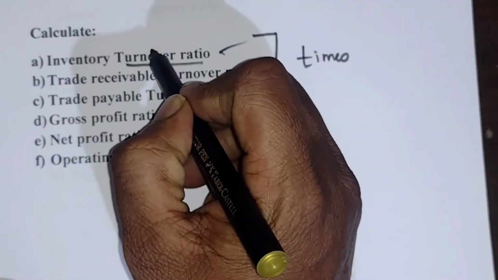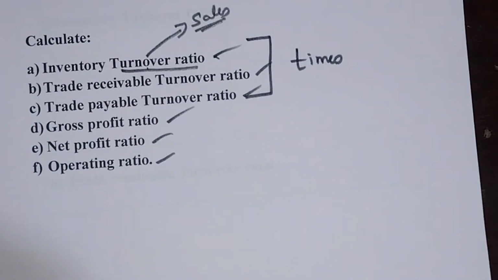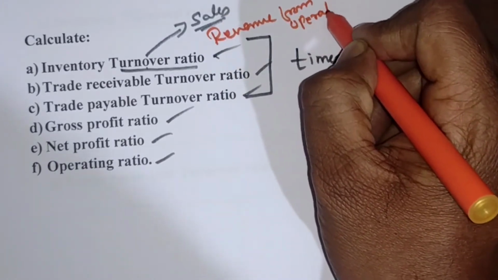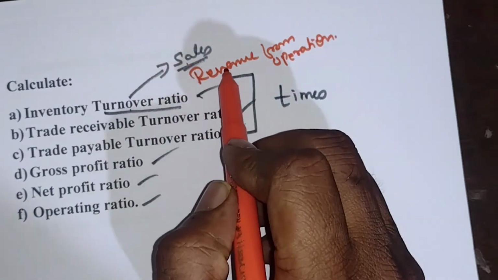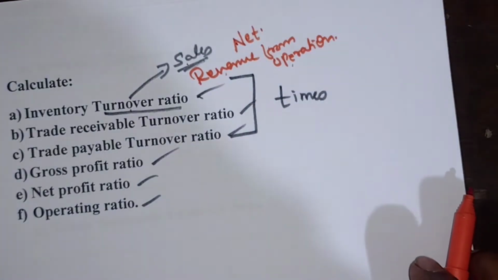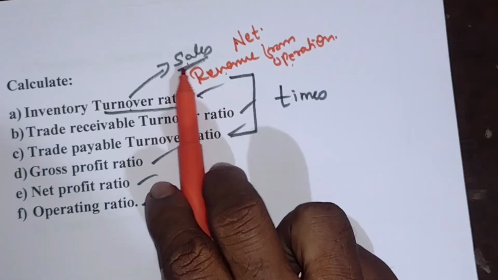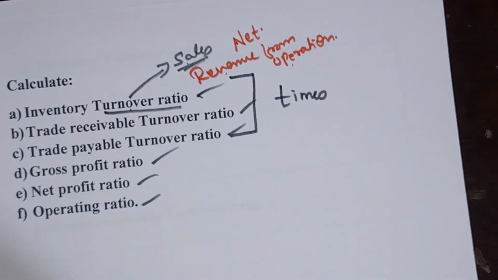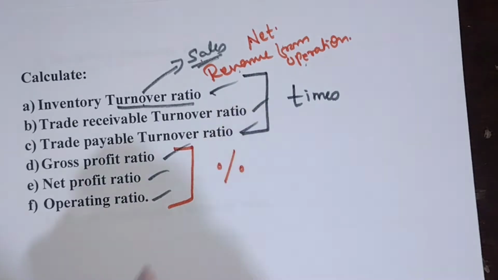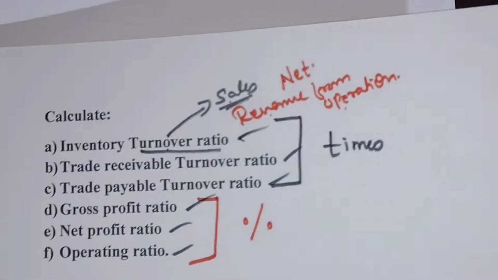What is this turnover? Turnover means sales. In another manner, sales will be called revenue from operations, or net revenue from operations. In any place, all these different words carry the same meaning. Sales, revenue from operations and net revenue from operations are the same. The gross profit ratio, net profit ratio and operating ratio will end with a percentage.